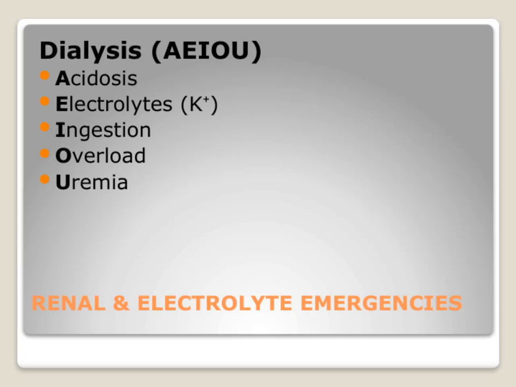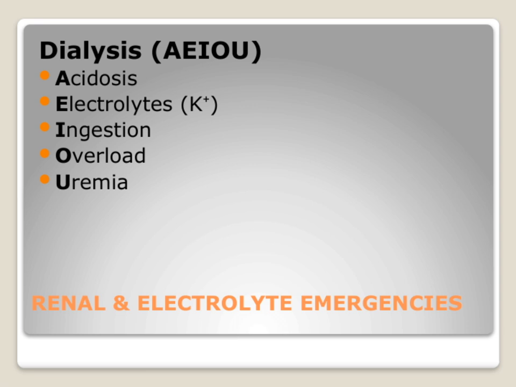Let's take a closer look at dialysis and the AEIOU mnemonic, which helps us remember the key reasons for renal and electrolyte emergencies. First, acidosis. This occurs when the kidneys can't eliminate acid effectively, leading to a buildup of hydrogen ions and a decrease in blood pH. It's crucial to recognize this because severe acidosis can impact multiple organ systems.